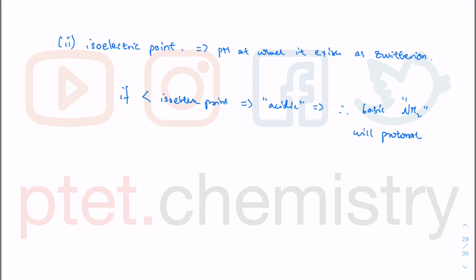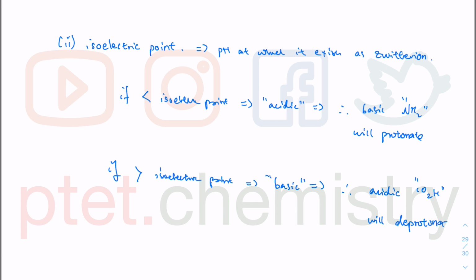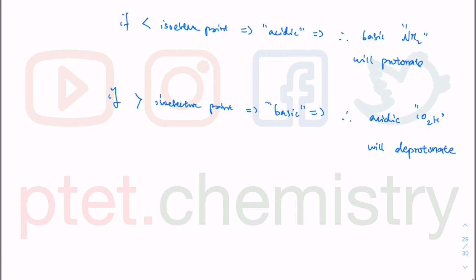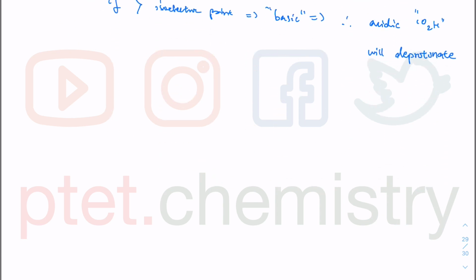On the other hand, if I have a pH greater than the isoelectric point, I'll have a basic situation where the acidic CO2H group will deprotonate, because acids react with bases, bases react with acids. Now to the three things there.